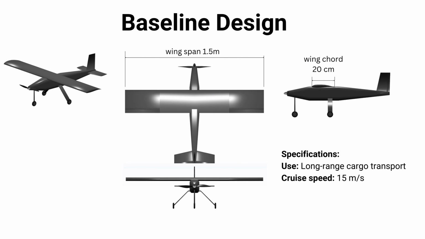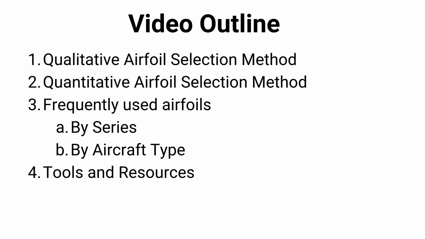So let's get started. For this video, our goal is to find the best airfoil for a small fixed-wing unmanned aerial vehicle designed for long-range cargo transfer. The aircraft has a wingspan of 1.5 meters, a wing chord of 20 centimeters, and an expected cruise speed of 15 meters per second. We'll study two main approaches to find the best airfoil.